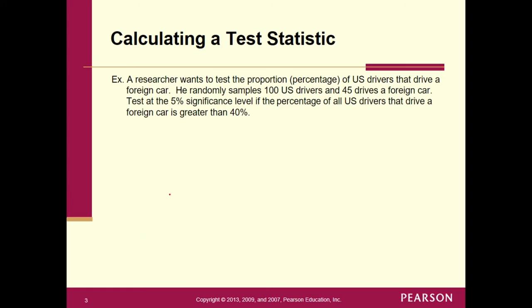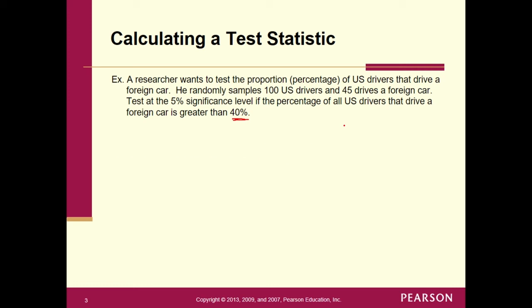So here's a problem. A researcher wants to test the proportion or the percentage. Actually, I'm going to stick with percentage here because eventually I have percentage down here, of U.S. drivers that drive a foreign car. He randomly samples 100 U.S. drivers and 45 drive a foreign car. Test at the 5% significance level if the percentage of all U.S. drivers that drive a foreign car is greater than 40%.